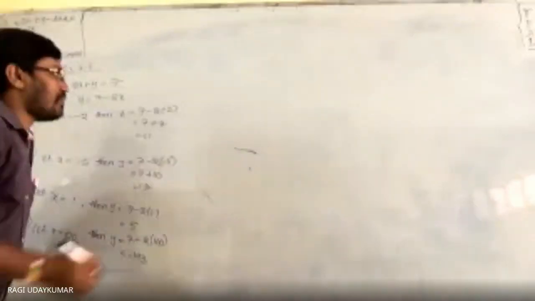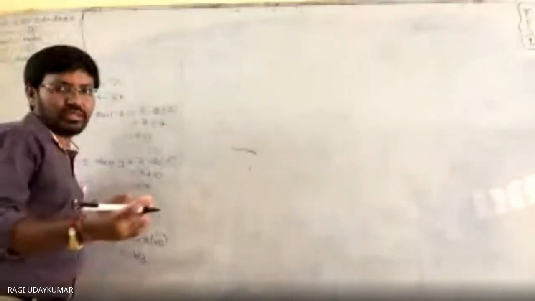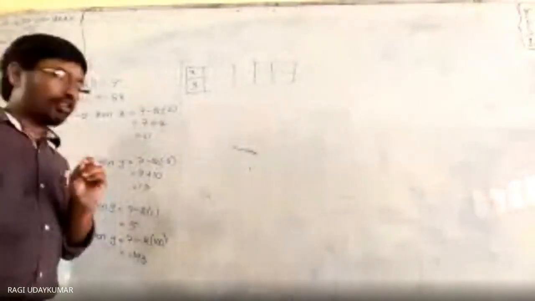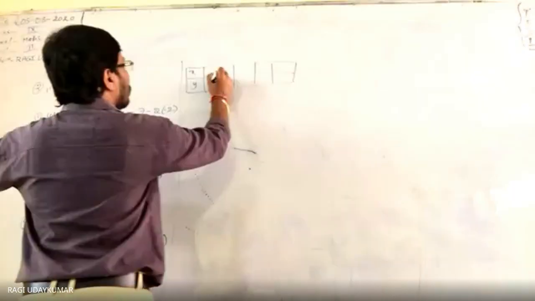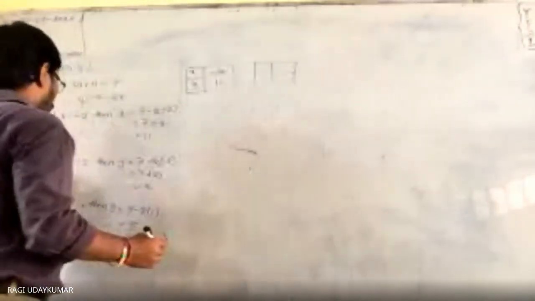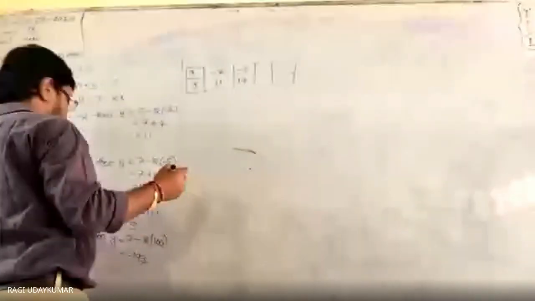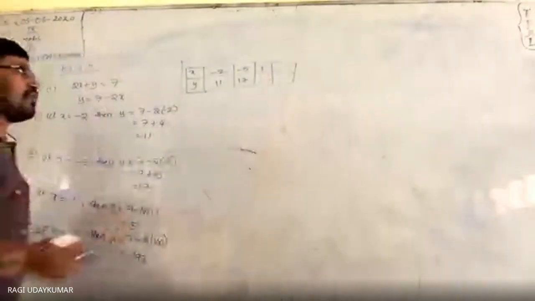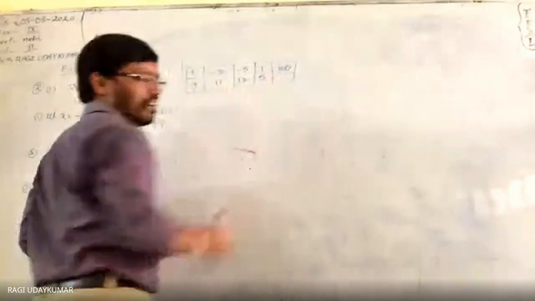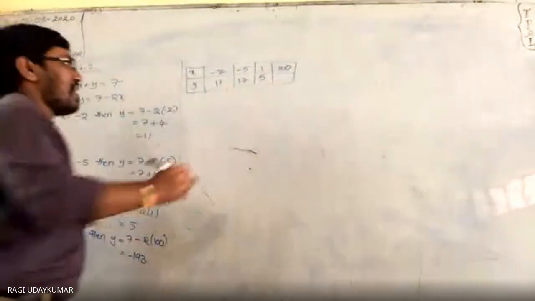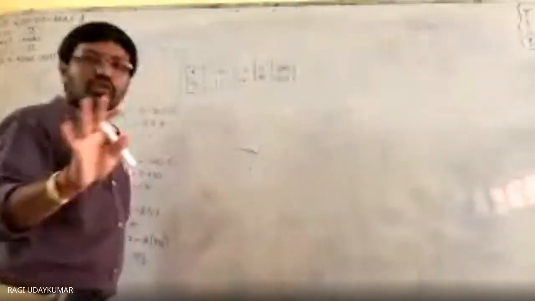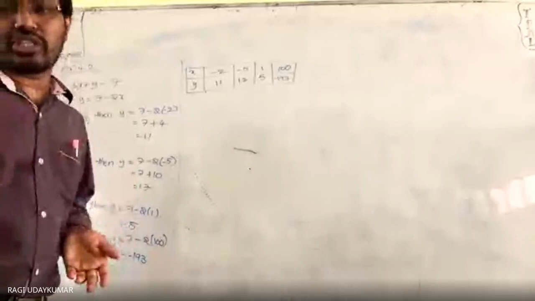193. So the four solutions you better write in the form of a box: x value, y value. Be cautious that first x should be written. x equals -2, then y equals 11. x equals -5, y equals 17. x equals 1, y equals 5. x equals 100 if I take, y equals -193. So these are the 4 solutions. Like that you can make your own solutions also.